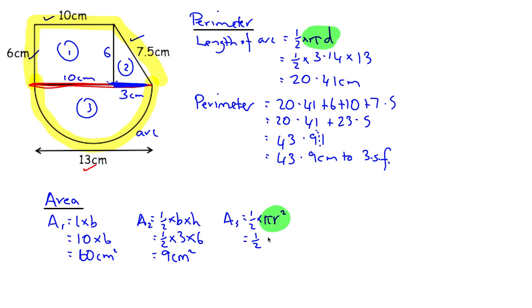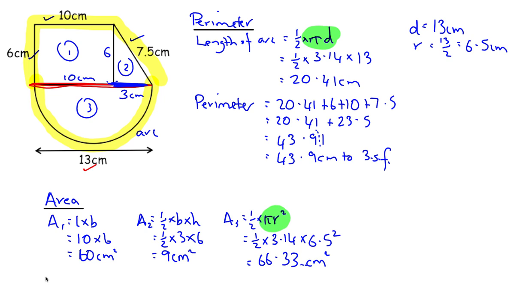And lastly, I've got a half times pi, 3.14, times the square of the radius. Now be careful here. It's sometimes good even to take a note, we used the diameter up here as 13 centimetres. So that means the radius must be half that, which is 6.5 centimetres. Now 6.5 squared, I'm definitely going to use my calculator for that one. 6.5 squared times 3.14 times 0.5 gives me 66.33 and so on square centimetres.